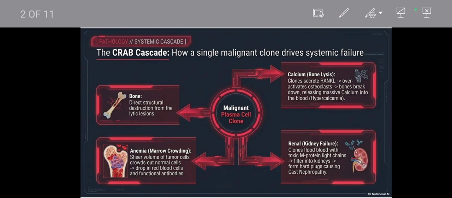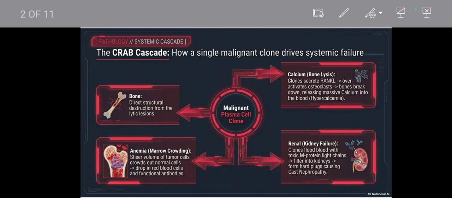For multiple myeloma, the CRAB acronym explains the systemic symptoms. C stands for calcium, bone lysis, as multiple myeloma stimulates osteoblasts to secrete RANKL, which activates osteoclasts, leading to lysis of the bone and increased calcium in the blood, leading to hypercalcemia.